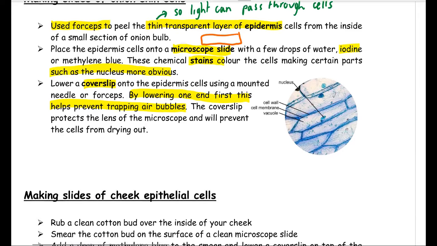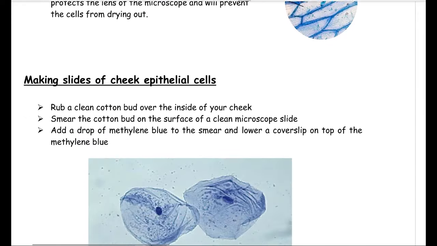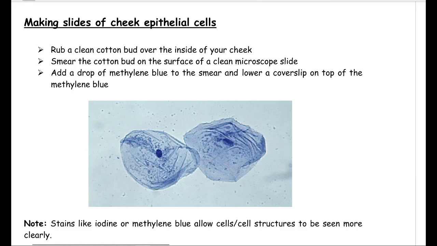Now, the next thing you could do is prepare a slide of cheek epithelial cells. So this time what you do is you rub a cotton bud over the inside of your cheek, or you swab the inside of your cheek. You then smear the cotton bud onto a clean microscope slide. This time you add methylene blue and cover it with a cover slip.